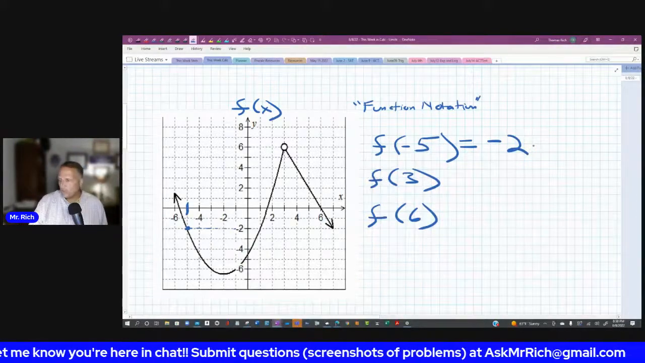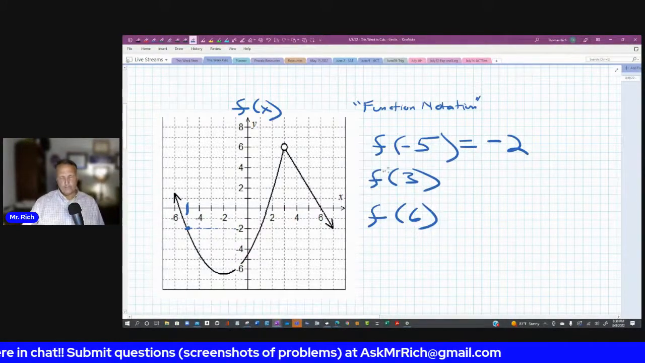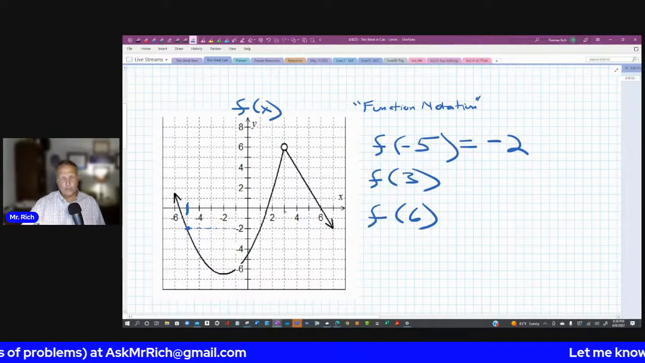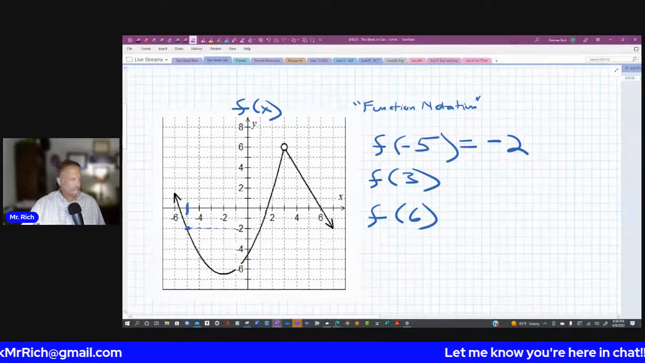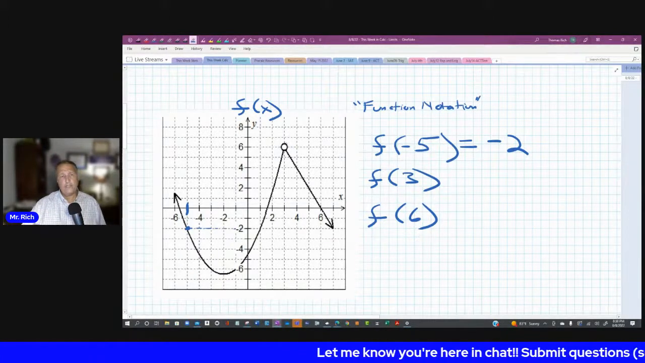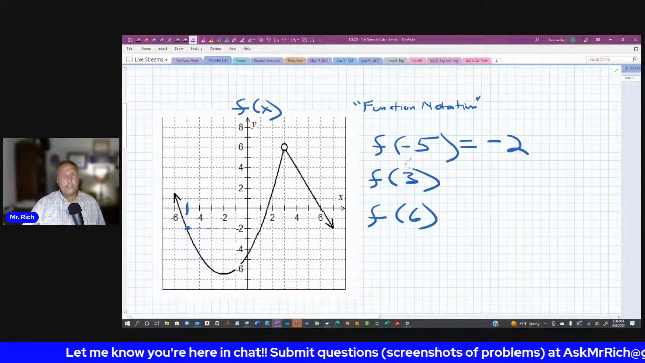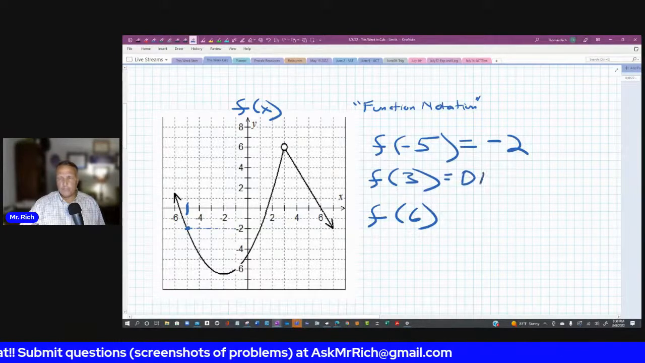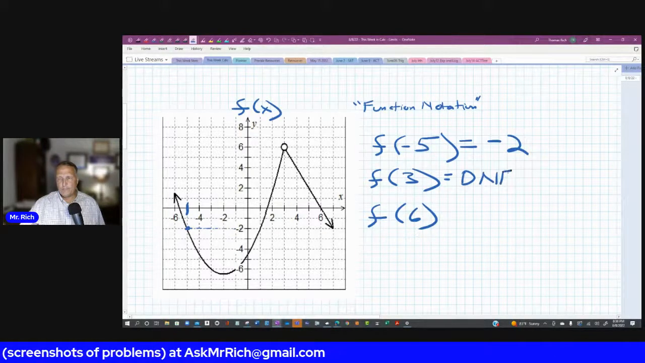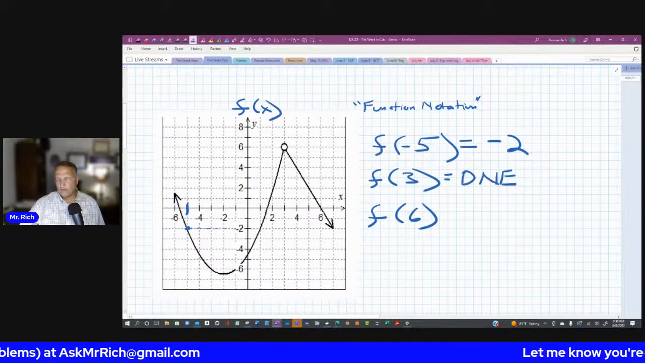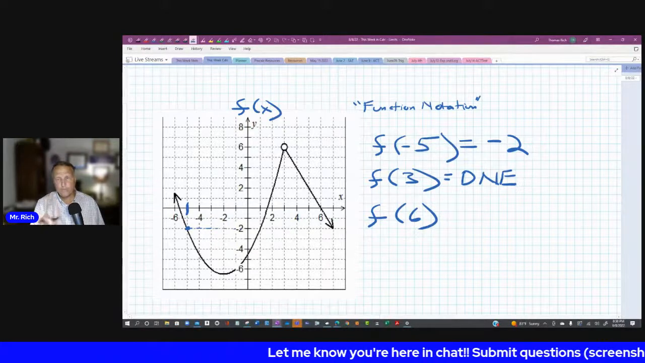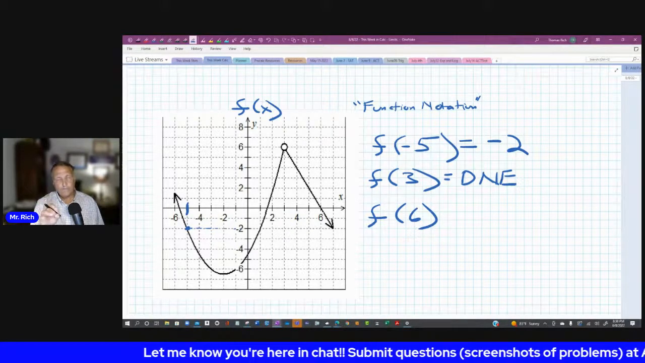Okay, pretty straightforward. Now, what about f of 3? For f of 3, I'm going to go to where x is 3 and attempt to read a y value. But unfortunately, there is a hole right there. There is a void, and so the function really does not exist at 3. I'm going to use the abbreviation DNE. If you haven't seen that before, you will see it a lot in your AP Calculus class. So we're saying that when x is exactly 3, the function does not exist.